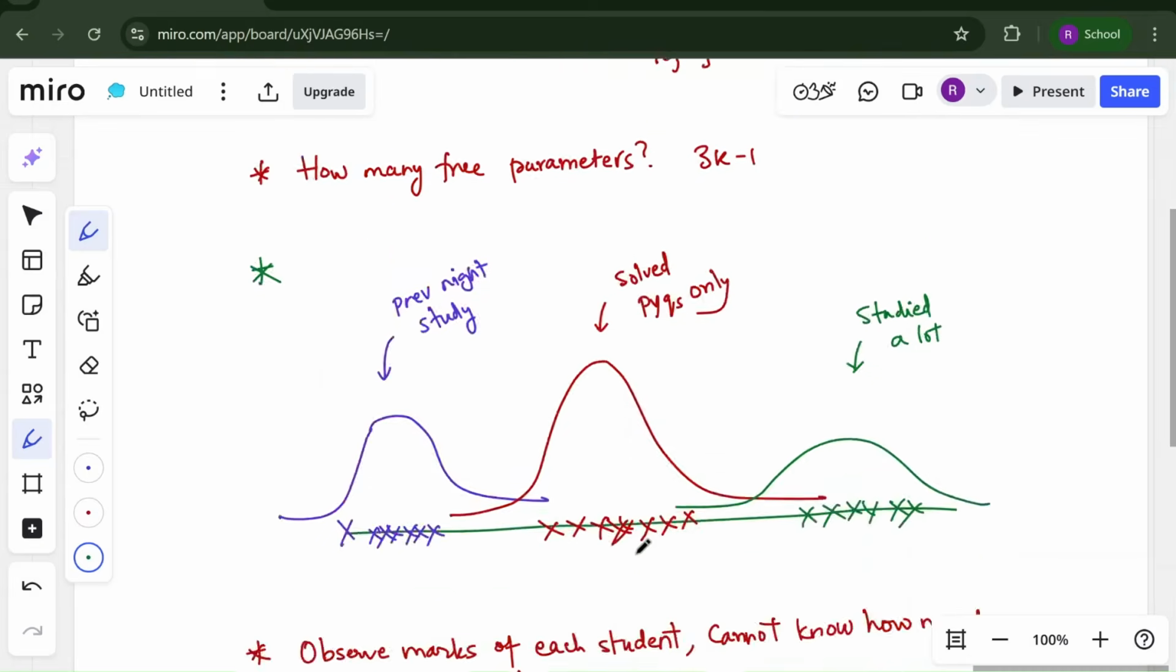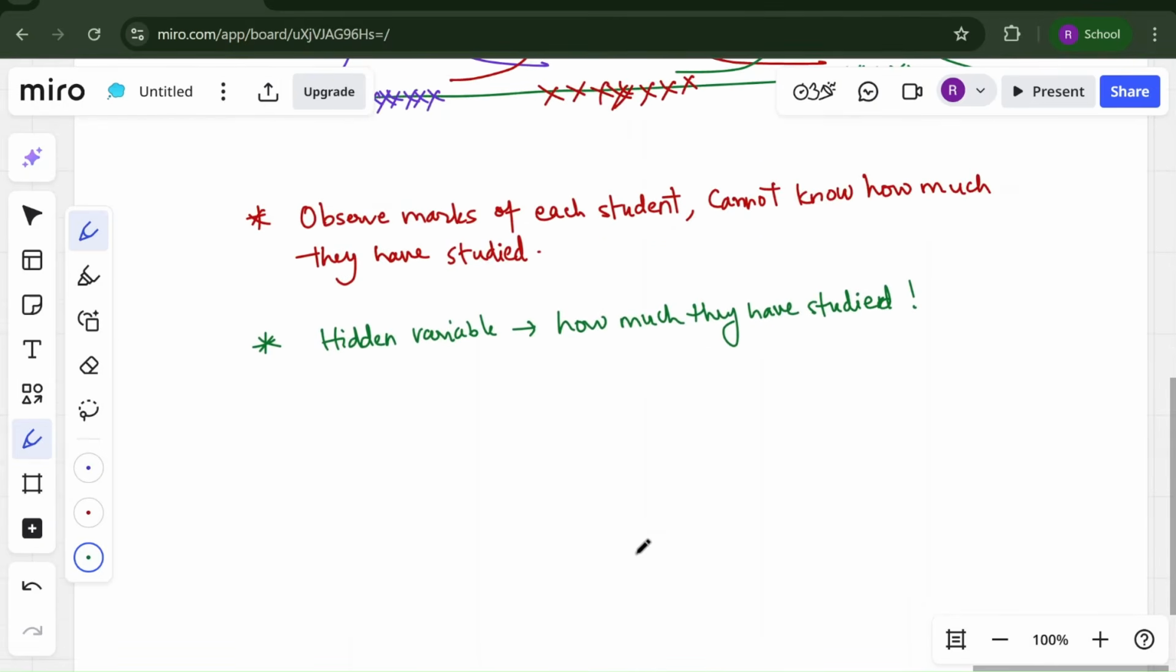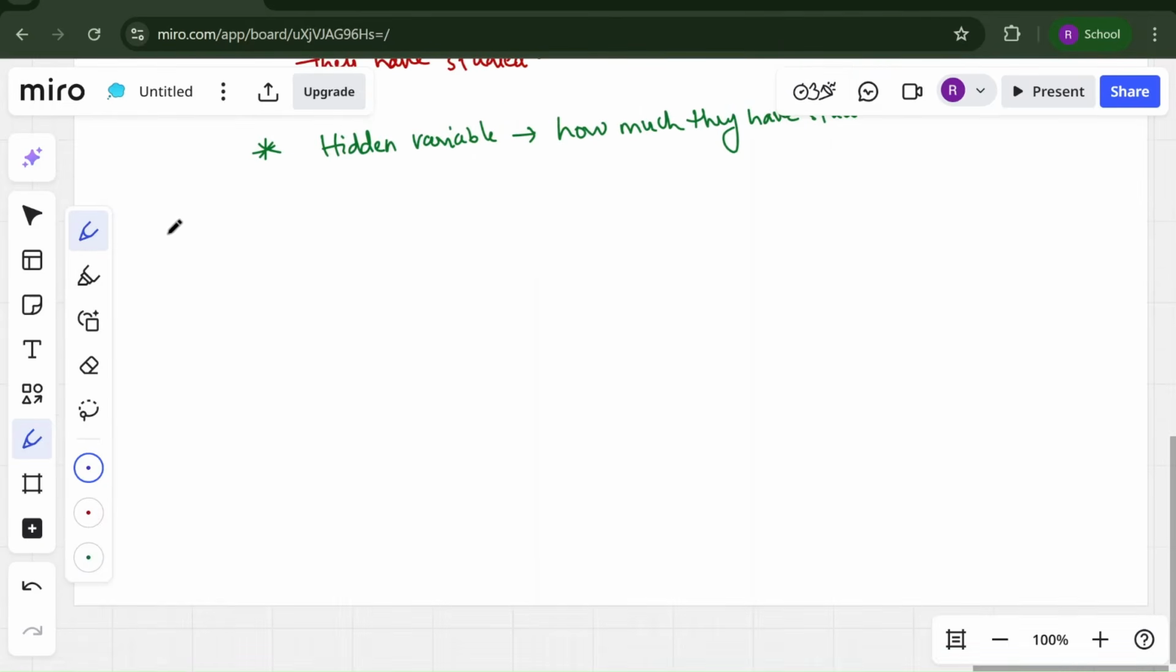Now, because there is a hidden variable, it is typically difficult to estimate it in a natural fashion, right? So there is a technique called the EM algorithm which helps us to estimate the parameters. We will discuss what the EM algorithm is now.